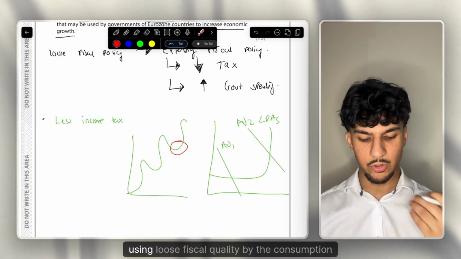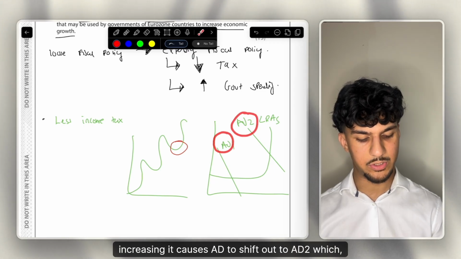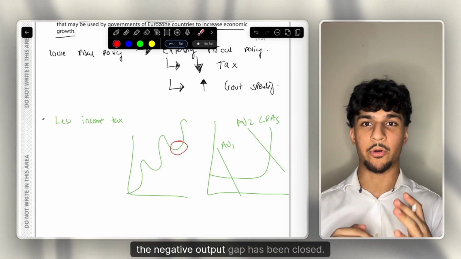So by using loose fiscal policy, by the consumption increasing, it causes AD to shift out to AD2, which means now we're back at full employment and the negative output gap has been closed.